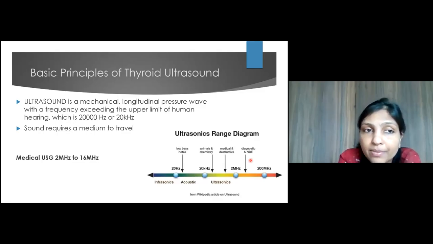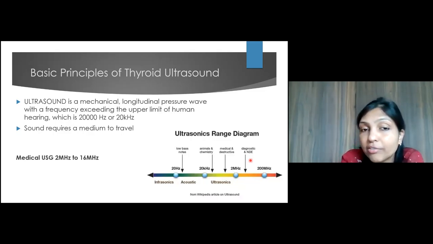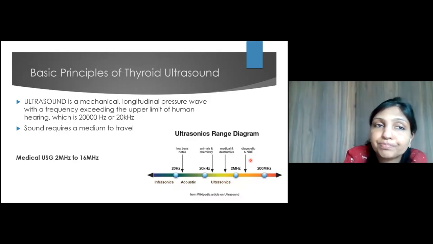But to start with, ultrasound essentially is a mechanical longitudinal pressure wave with a frequency which is above the human audible range. So which basically means that you're talking about frequencies which are more than 20 kilohertz. Now sound requires a medium to travel, and that is where the importance of placing the gel comes. So the acoustic gel gives these sound waves a medium to travel from the transducer into the thyroid tissue. Now for the use of ultrasound in the medical world, we usually use frequencies that may be ranging from 2 megahertz to 16 megahertz.